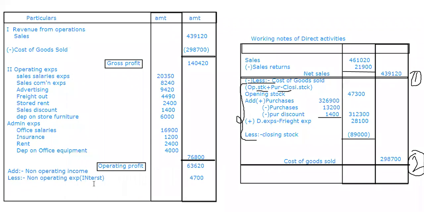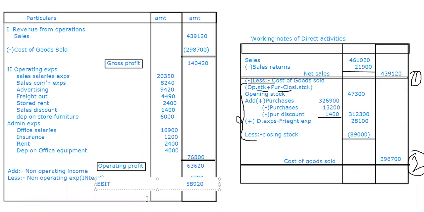That is called EBIT, meaning earnings before interest and tax. EBIT: 63,620 minus 4,700. That is 58,920. Yes, 920. And did he give tax here?